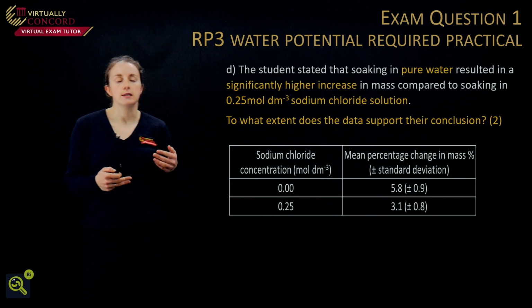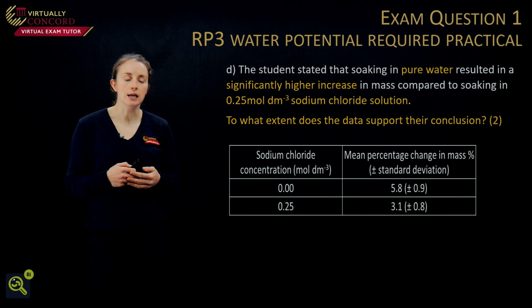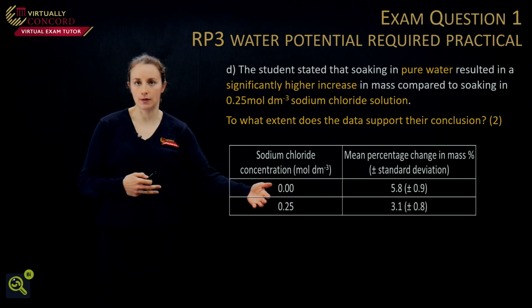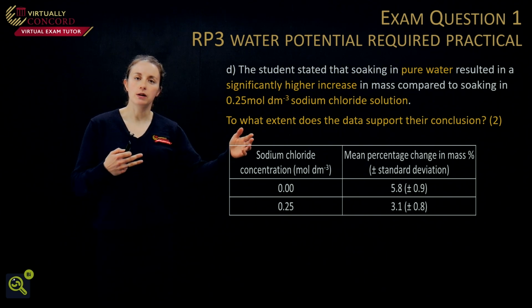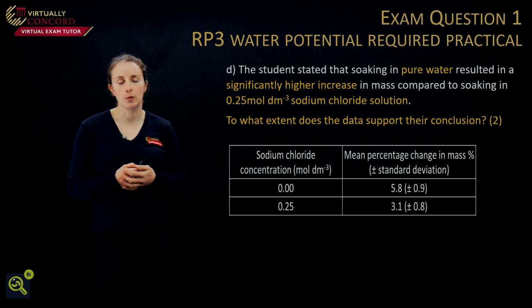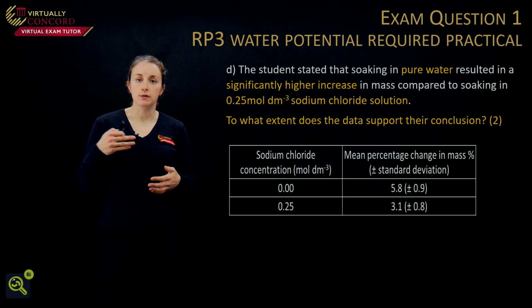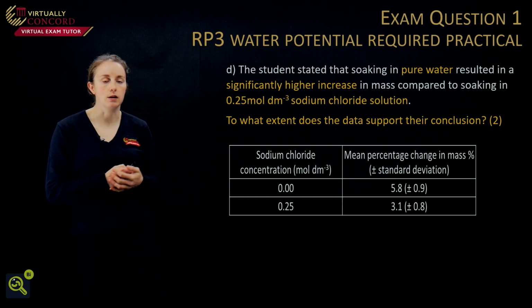There are some important words here. They've talked about a significantly higher increase. That word significantly suggests statistical significance. So is there a statistical significance here? And we've been asked to basically evaluate the conclusion. So to what extent does the data support the conclusion? Usually for this kind of question, you need to be including points for and against, so in support of the conclusion and against the conclusion.